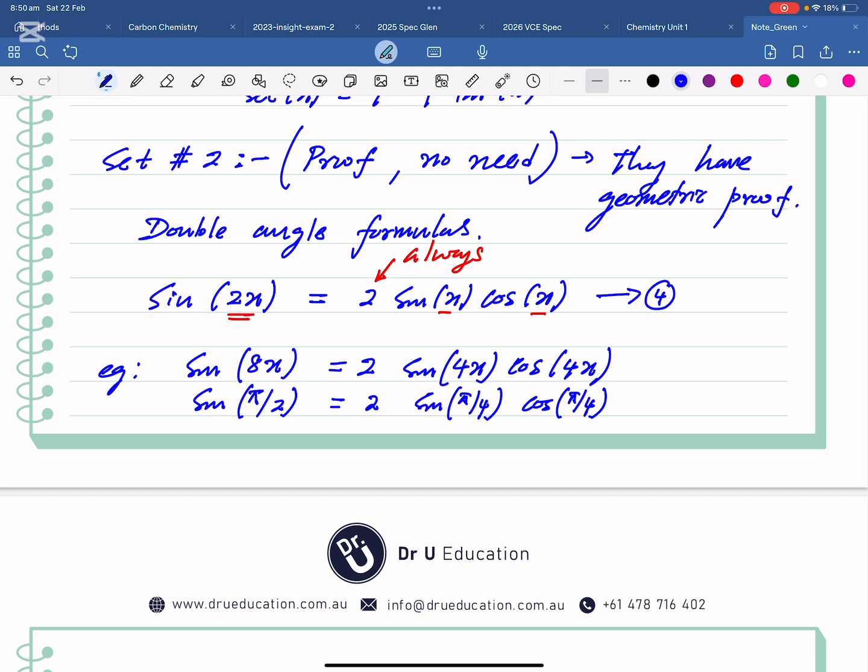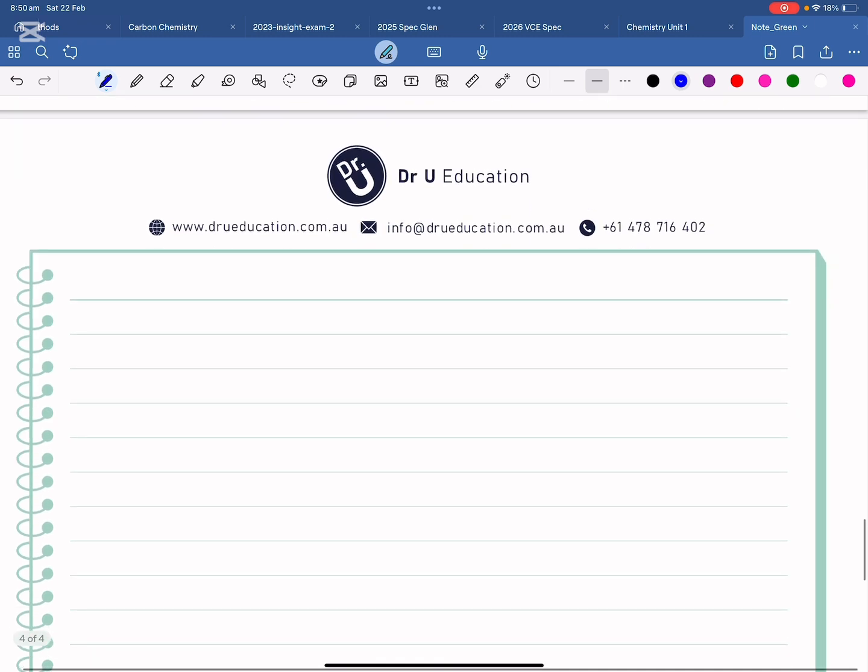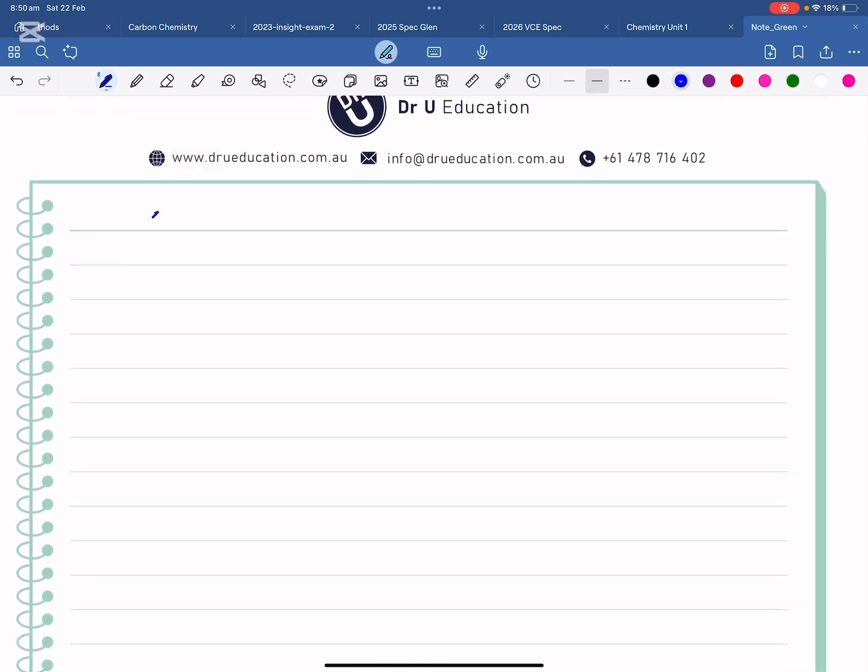Yeah. So these things will be there in the data book as well, so nothing to worry about. So cos 2x is given to you in this way: cos squared x minus sine squared x. And that is your fifth one. Okay. Yeah, so this is given. So you can see double angle 2x becomes x and x. Right? So that's the observation.